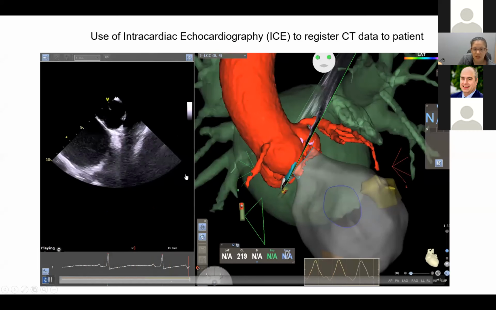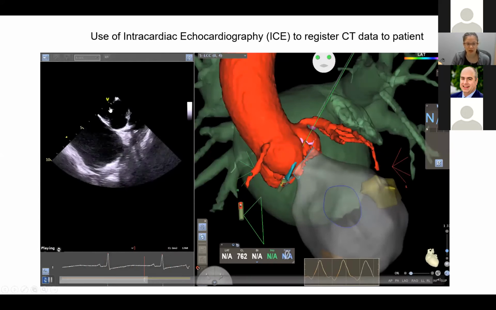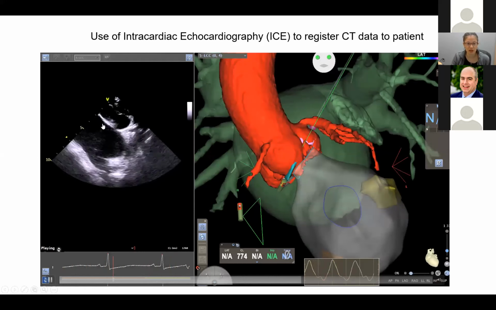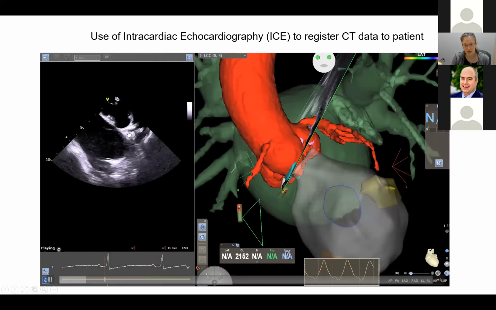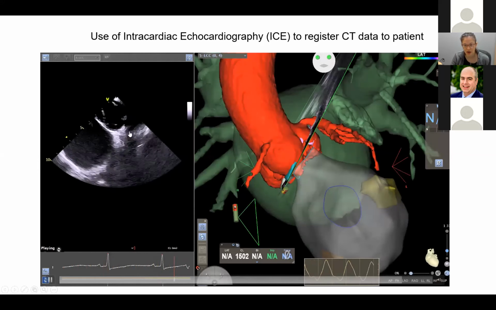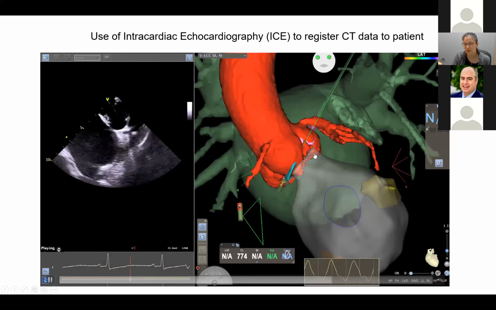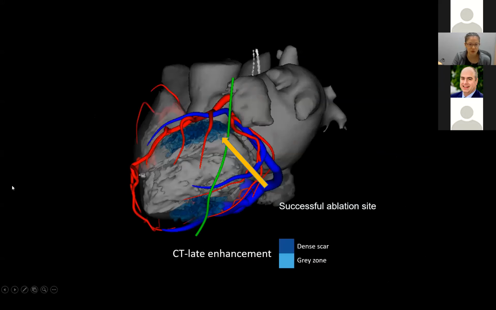When we get those images, the way we register them in the EP lab is again using intracardiac ultrasound. And so this is just an example of looking at the aortic root with ultrasound. You can usually delineate all the valve cusps. You can look at the coronary arteries. And so we use those then to register the CT image when we do our ablation procedure. And here's that case with the LAD running over the scar tissue area, but this is the area endocardially where we were able to interrupt this patient's VT.